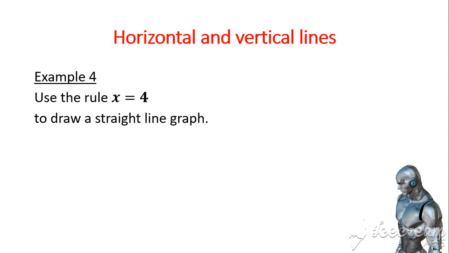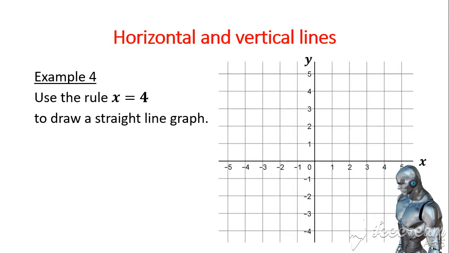Okay, let's now go to this example. Example 4 is to use the rule x equal to 4 to draw a straight line graph. Doesn't look like this at all. It doesn't even start with y equal. So we've got a bit of a problem. Here's our Cartesian plane. Before we draw the graph for example 4, let's go back to a previous graph.